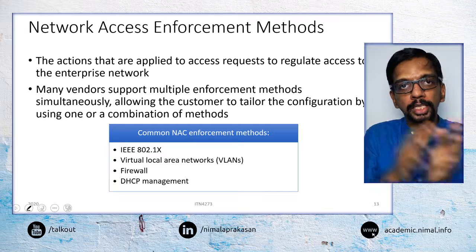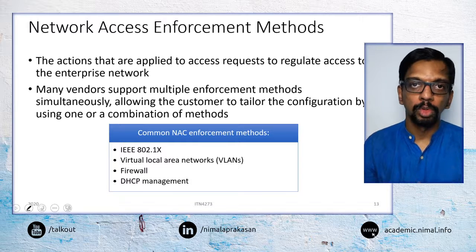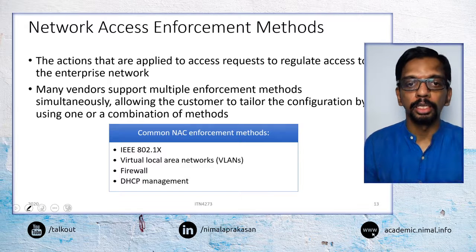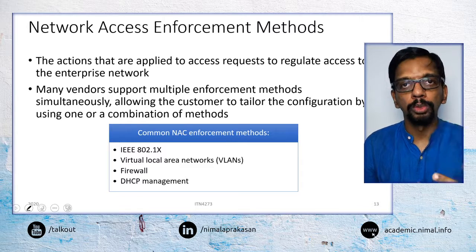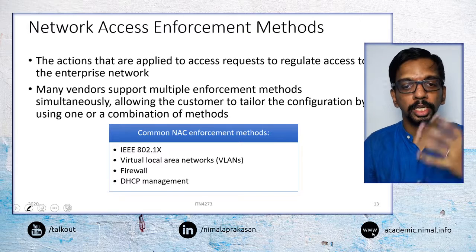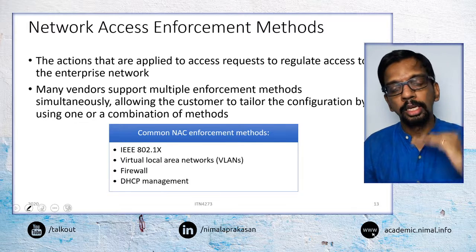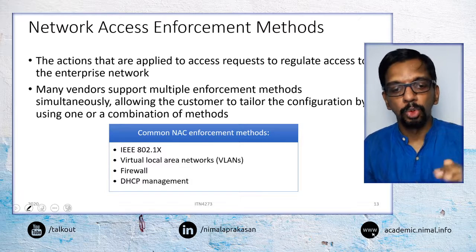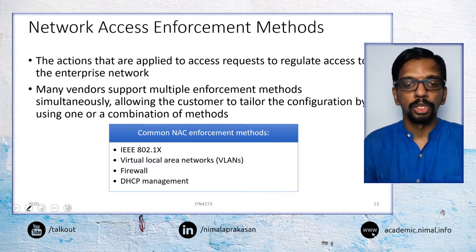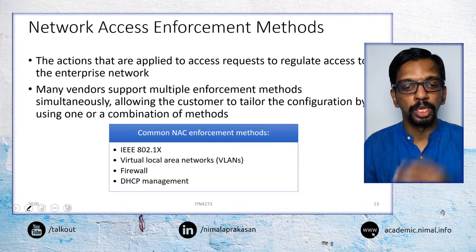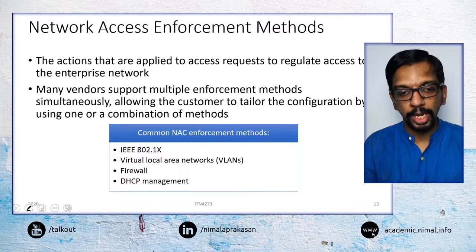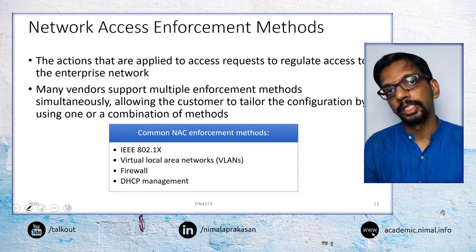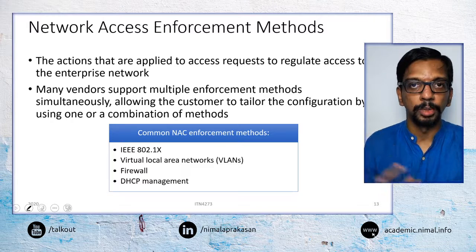So if we extend from that example, the first thing that would need to happen when a device is trying to access a network is the access enforcement. So how do we do the access enforcement, or how do we do authentication and access control there? Again, in different situations, with different vendors or different devices, this could be done using different mechanisms. Common access control mechanisms could be 802.1x or VLAN based access control, firewalls, or DHCP based control.